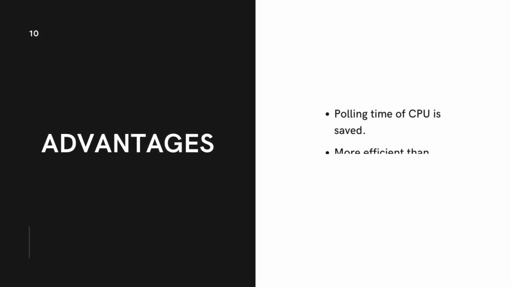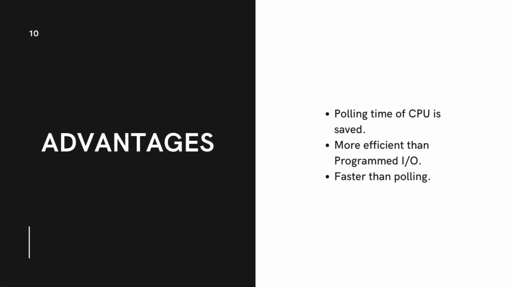Advantages of interrupt-driven I/O include that polling time of CPU is saved. This is possible because it enables more efficient use of CPU resources and faster response time. It is more efficient than programmed I/O because it is a more scalable and flexible method for handling I/O operations. This results in faster response times and simplifies programming, and it is faster than polling.